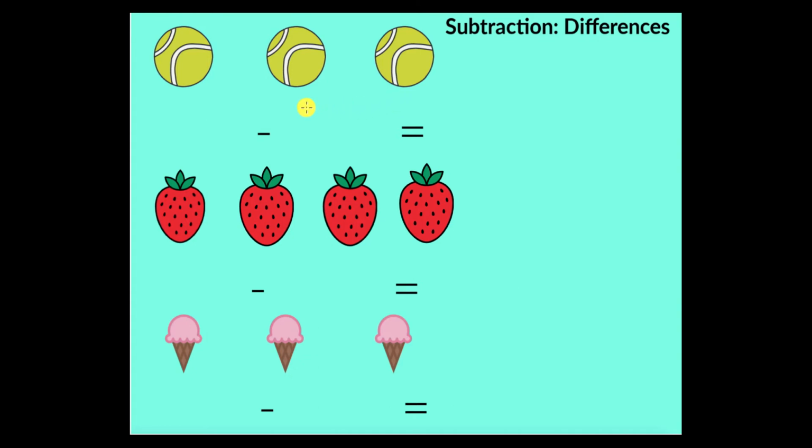So now if Johnny gives away one of his balls, we're going to cross out 1. And then we're going to circle how many he has left. All right? So he gave his friend Tommy a ball. We crossed that out. We took away 1 ball, or he gave away 1 ball. And now he only has 1, 2 balls left.